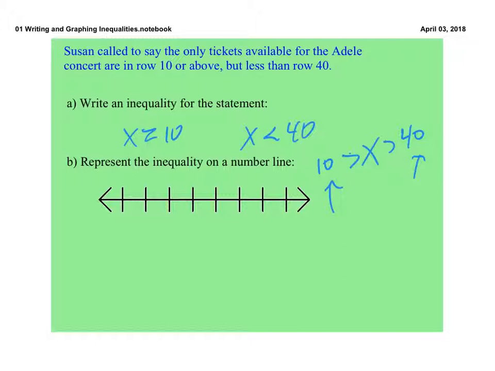Let me get back to the right spot here. There we go. So, final answer, less than. And it can be equal to on the 10, and it can't be on the 40. So here's my final answer. 10 is less than or equal to X, less than 40. Here's 40, 30, 20, 10. Let's say that's 10. And I'd have a filled in here, and an empty here, and graphed like that.